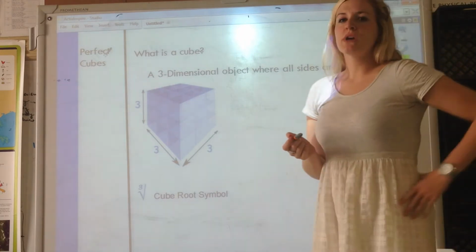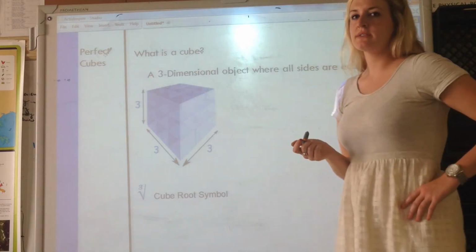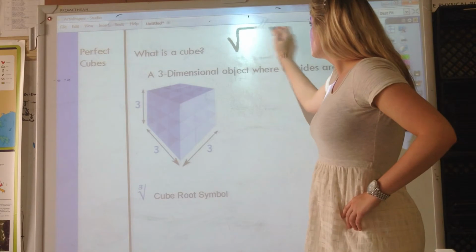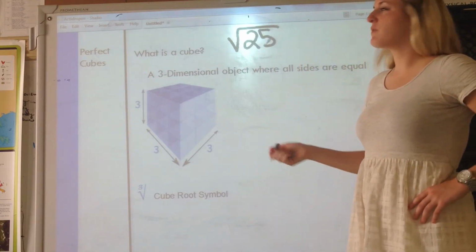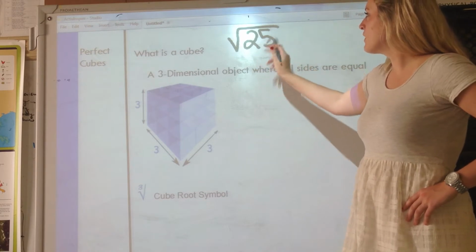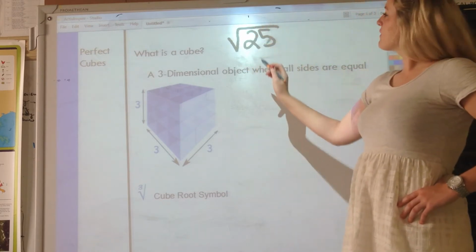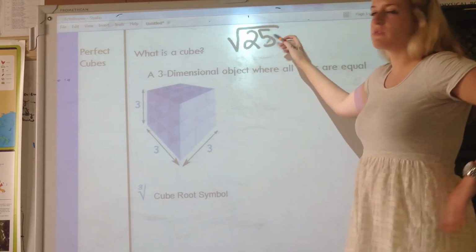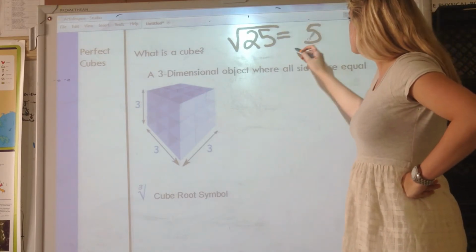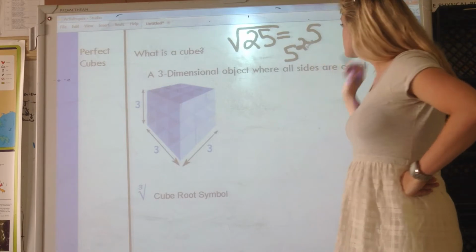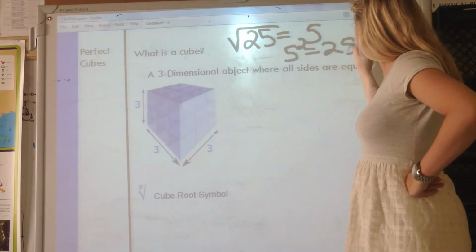Earlier this week we talked about the idea of perfect squares. So if I was given the square root of 25, I think to myself, what number multiplied by itself will give me 25? And of course I know that 5 times 5 is 25, so the square root of 25 is 5, or 5 squared will give me 25.